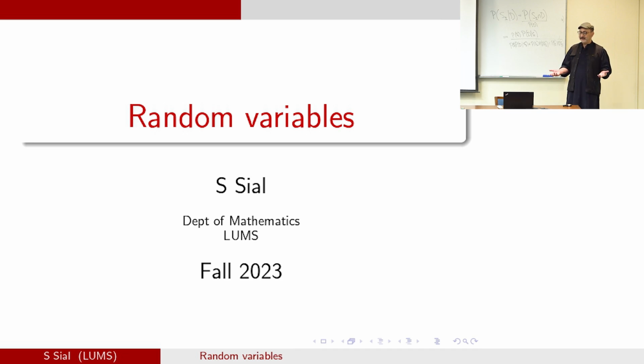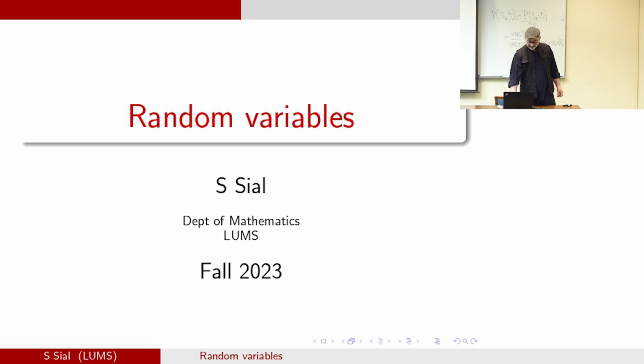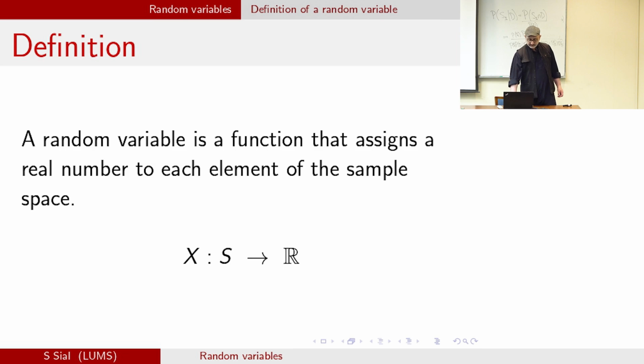So we define random variables, which are maps from the sample space to real numbers, right? And then we tend to work with those random variables a lot. So a random variable is supposed to assign to each element of the sample space a real number. Okay, so we'll do a few examples of how we do that.